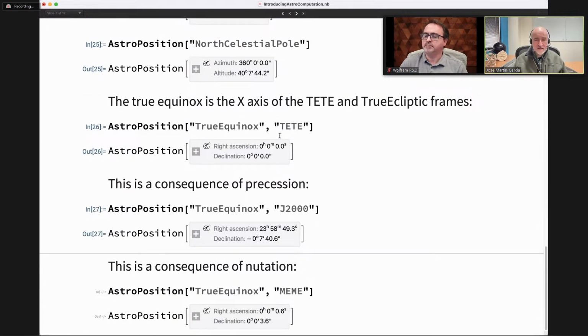So the fact that this frame is moving with respect to this one is something called precession. We have other motions of the Earth, something called nutation, which makes the equinox move too. And so we have this little angle here. Again, these are technical details, and if you are interested in some of these, we can stop and discuss them. So ask about them if you want.